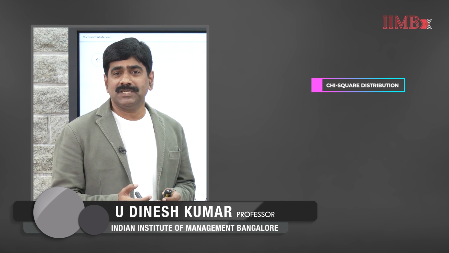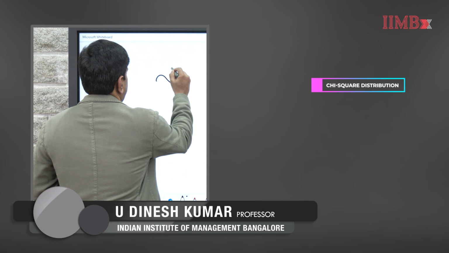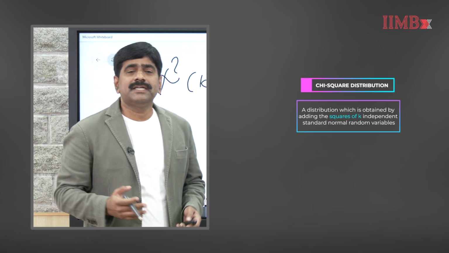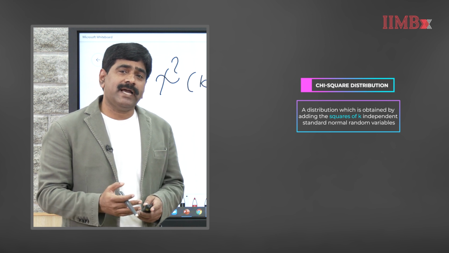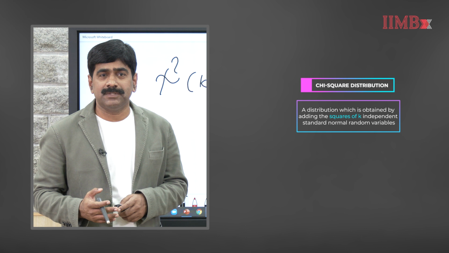Hi, in this session, I am going to discuss chi-square distribution. Chi-square distribution with k degrees of freedom, usually written as chi-square k, is a distribution which is obtained by adding the squares of k independent standard normal random variables.